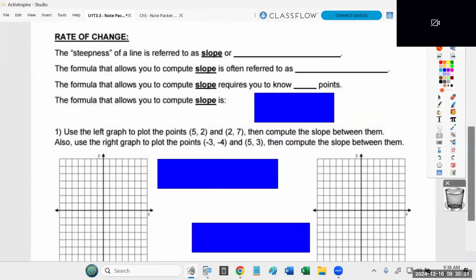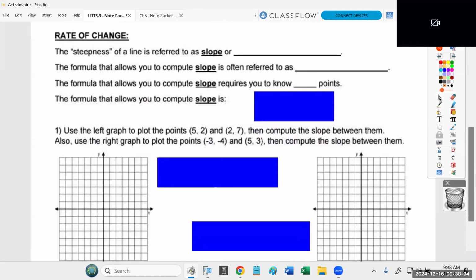All right, moving on. So starting off with just a reminder of rate of change. The steepness of a line is referred to as slope or rise over run. That's often how it was referred to in Algebra 1, rise over run. The formula that allows you to compute slope is often referred to as the rate of change formula. Okay. Now, this formula, which allows you to compute slope, only requires 2 points.